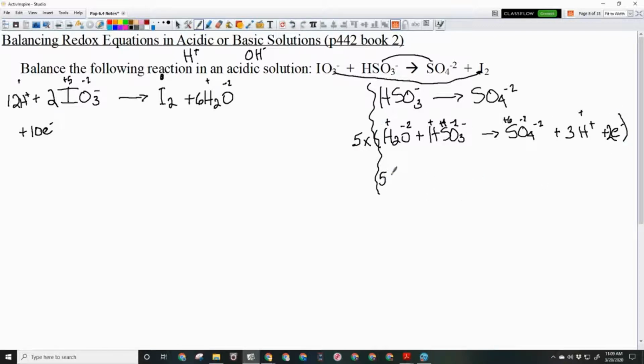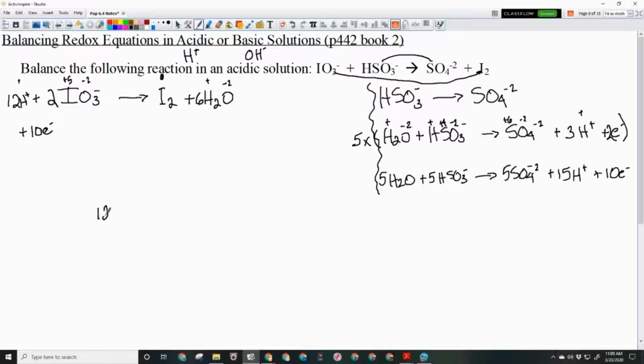So we're going to have 5H2O plus 5HSO3, that's a -1, yields 5SO4 at a -2 plus 15 hydrogens plus 10 electrons. All right, so now we have the electrons balanced out. So what we're going to do now is combine these two half reactions back together into a final reaction. So I'm just going to rewrite everything again right here.